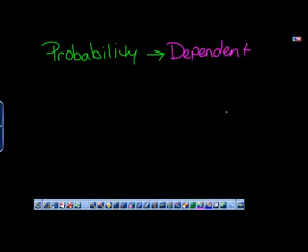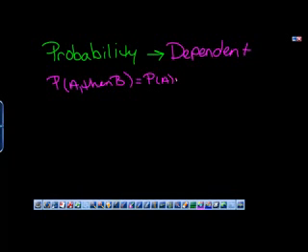Now let's take a look at dependent events. For two dependent events, A and B, the probability of both events occurring is the product of the probability of the first event and the probability of the second event after the first one occurs. So we're going to solve this similarly to independent. The probability of event A happening and then event B will be the probability of event A. This time though, it'll be the probability of event B after we do A. So we have to do event A first. Order will matter.